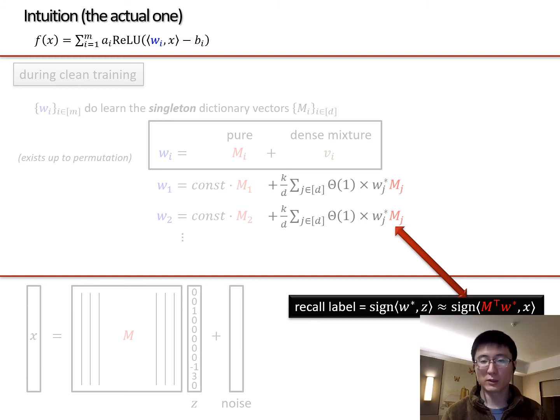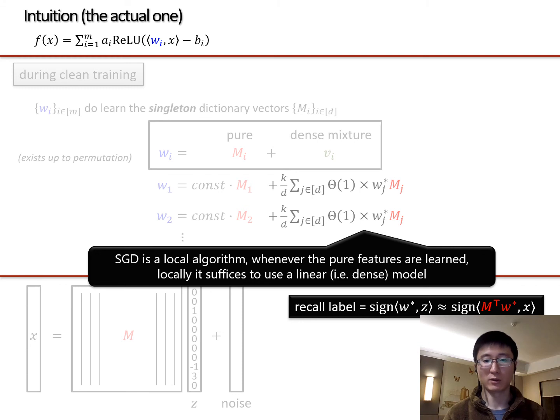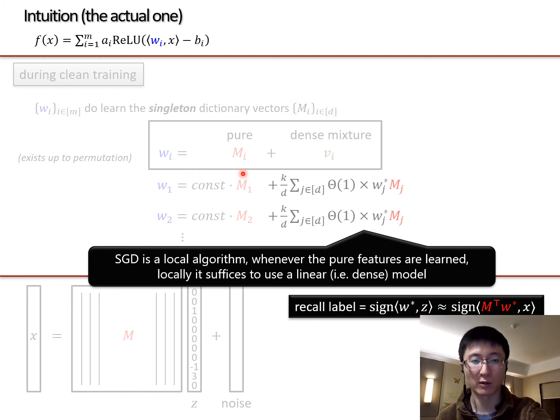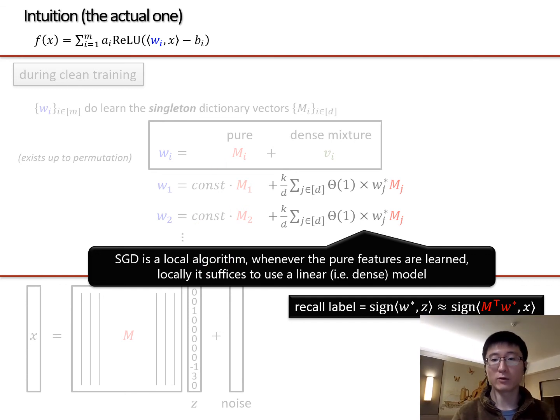But because neural networks are trained by local algorithms, such as SGD, locally speaking, when the network has already learned those pure features to some extent, then starting from there to make incremental progress, SGD does not need to continue to go in this pure direction. Actually, locally speaking, it suffices to move in a linear predictor direction to make continued progress. And that's why this dense mixture direction keeps getting added to each neuron, and it shall not be removed even if you have infinitely much data. During the training, they would just be there.